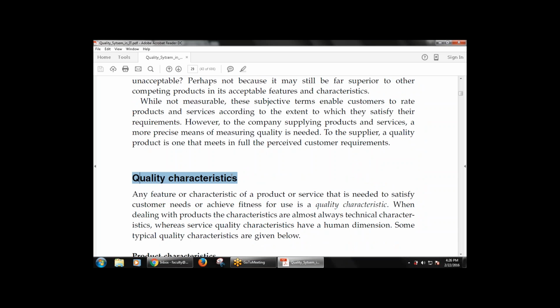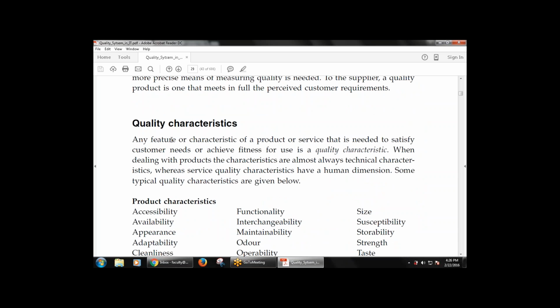Now, what are the various quality characteristics that are available? Any feature or characteristic of a product that is needed to satisfy customer needs or achieve fitness for use is a quality characteristic. That means what are the various features that are used to satisfy the customer needs or achieve the fitness. When dealing with a product, the characteristics are almost always technical characteristics, whereas service quality characteristics have a human dimension, which is used along with the technical characteristics.